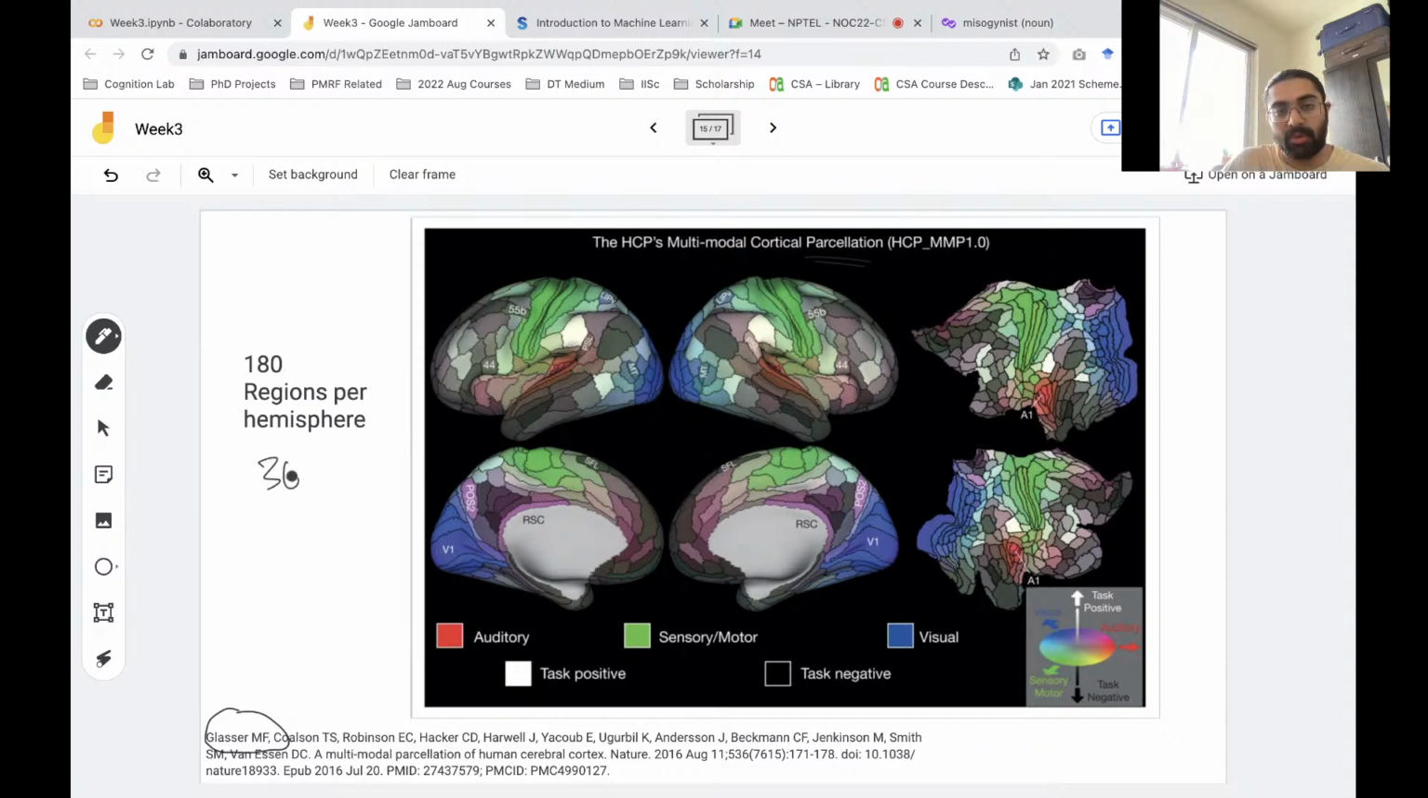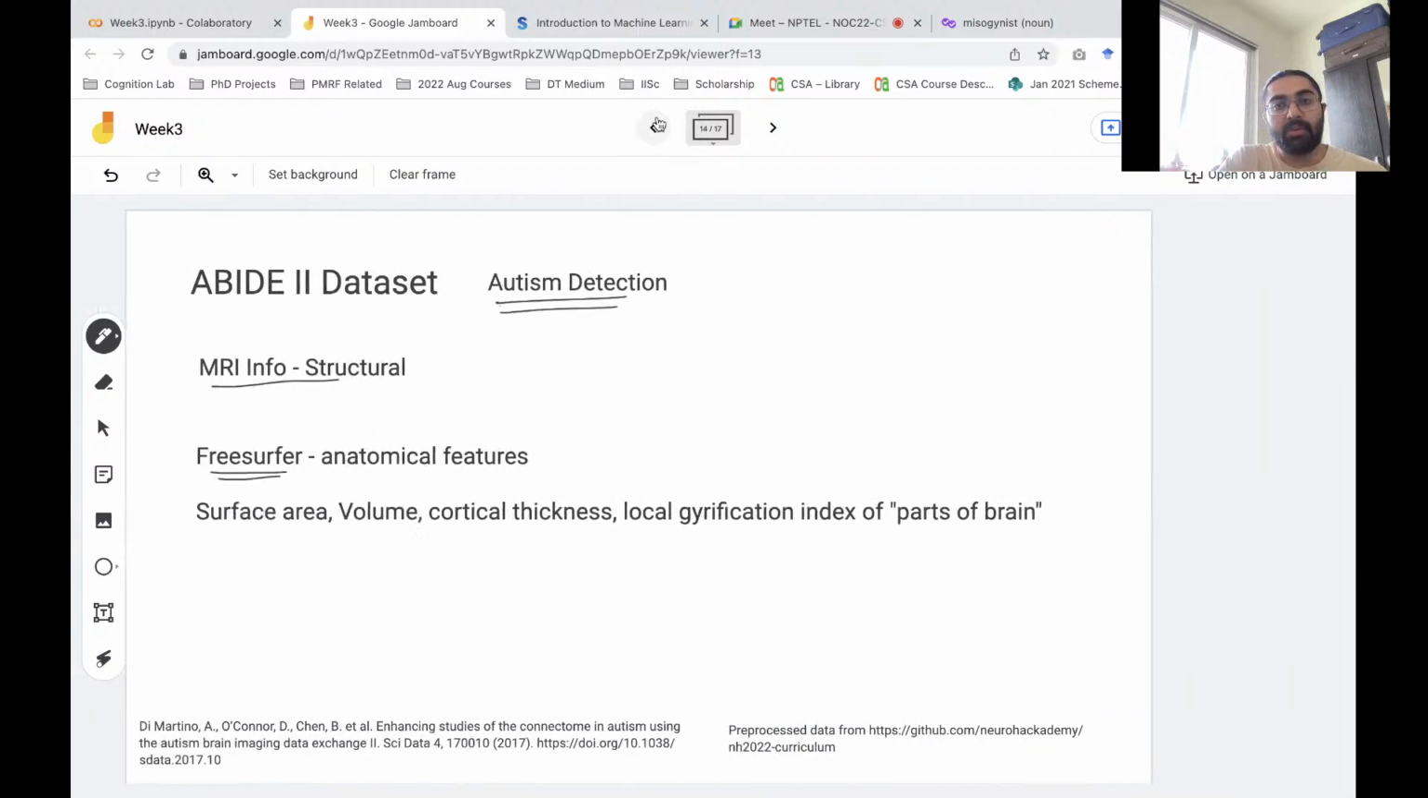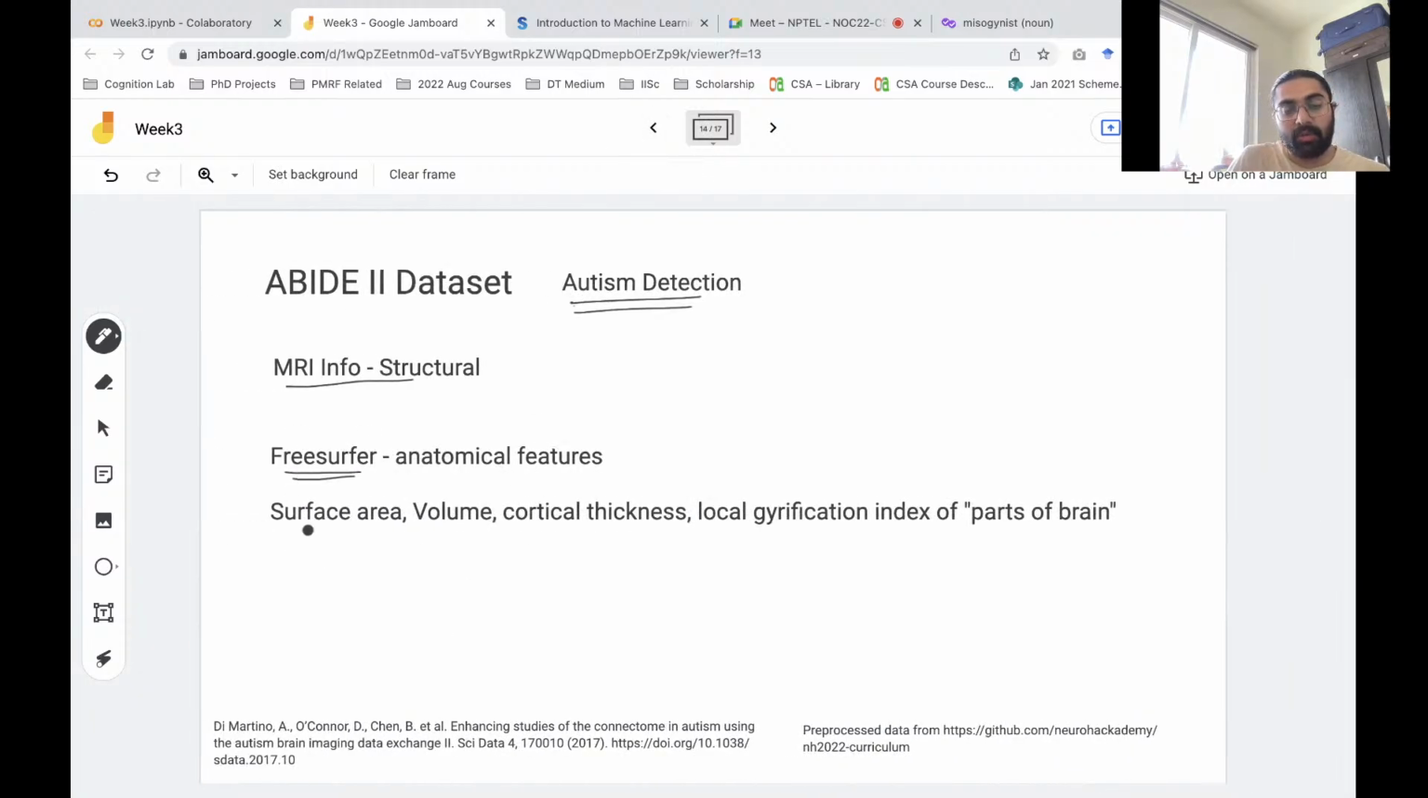There are 360 in total, right? And each region is basically a volume in space, a 3-dimensional structure in space, right? So what we can do is find out the surface area, the volume, the thickness, and there's something called the local gyrification index, right? For each of those parts of the brain.